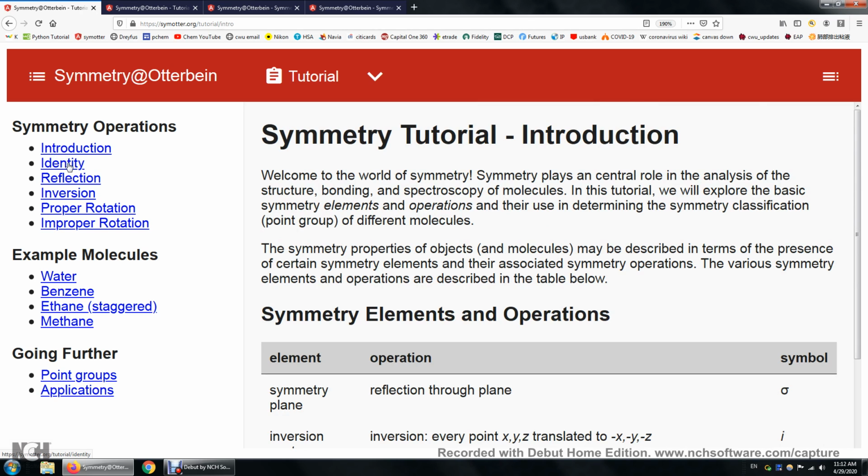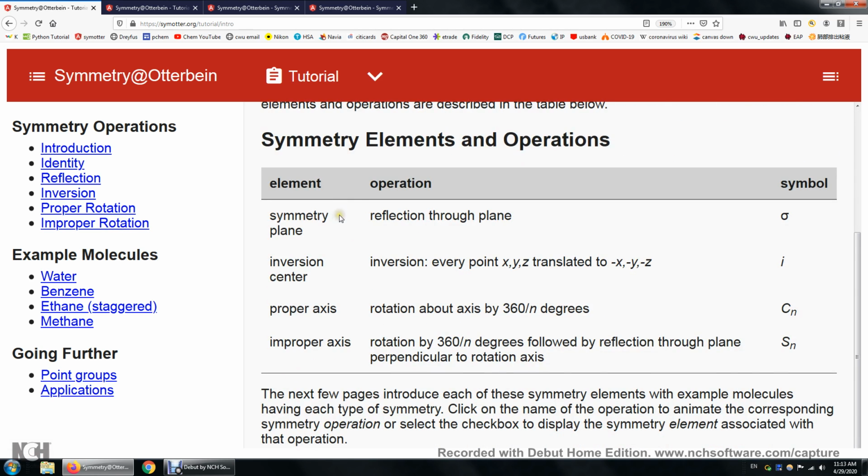Identity, that means doing nothing. Reflection, with respect to a symmetry plane. Inversion, with respect to an inversion center. Proper rotation, that's a rotation about a rotation axis. Improper rotation consists of 2 operations. First, rotation, and then second, reflection. So let's look at these symmetry elements and operations.